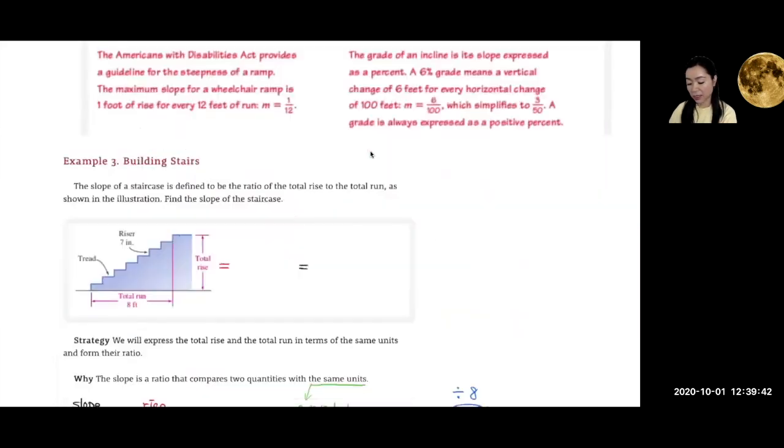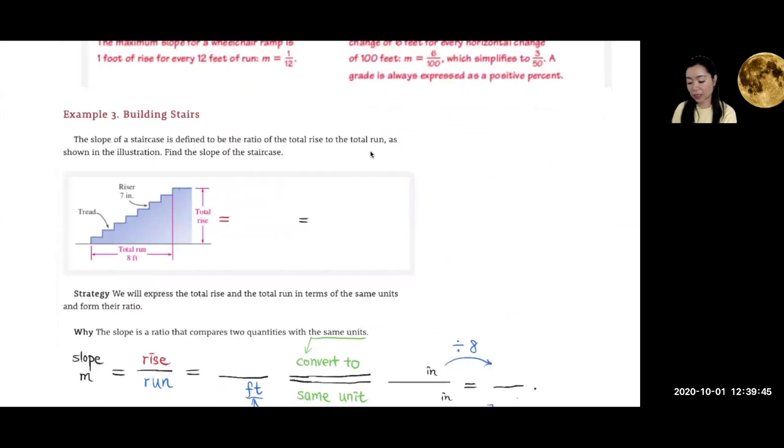Example 3. This is a stair over here. The slope of the staircase is defined to be the ratio of the total rise to the total run. Let's try to find the slope of this staircase. So how much does it rise? It says that for each riser, which is 1 step of this staircase, it's going to go up 7 inches. And how many steps do we have here? 1, 2, 3, 4, 5, 6, 7, 8. So we have 8 steps.